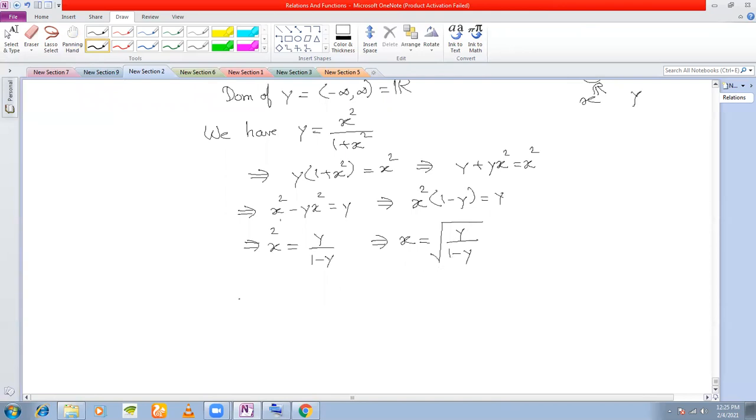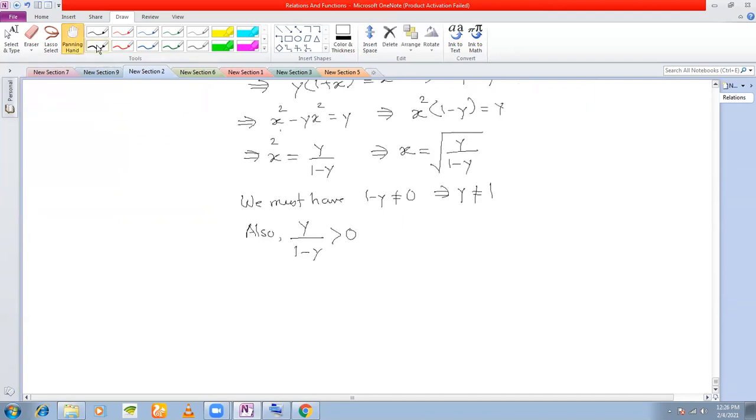What are the restrictions here? We must have a non-zero denominator, so 1 minus y cannot be equal to 0. That means y cannot be equal to 1. Also, whatever is within the square root must be non-negative, so y by 1 minus y has to be greater than 0.